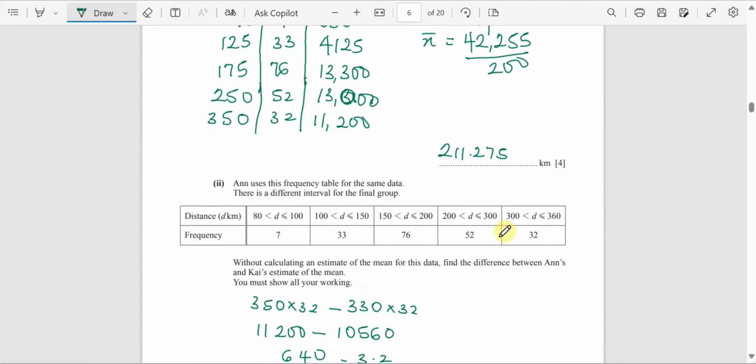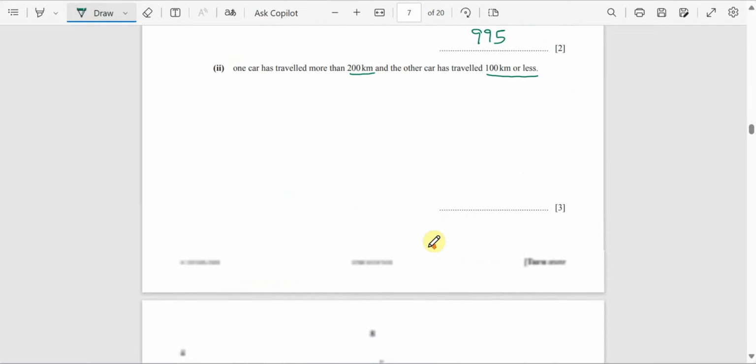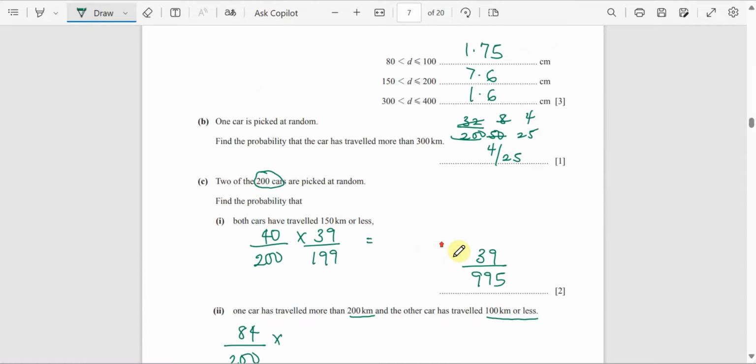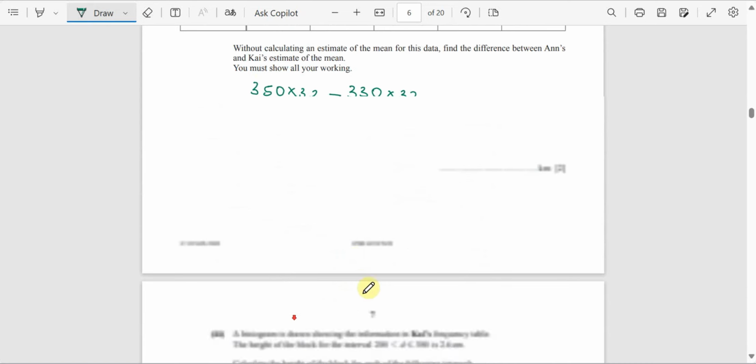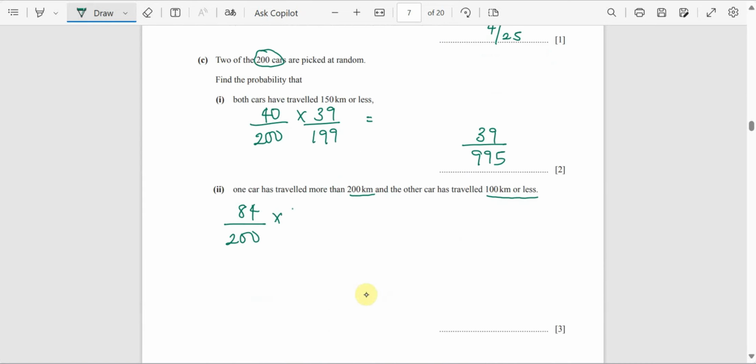we have 52 plus 32, and that's 84 over 200, multiplied by 100 kilometers or less, which is 7 over 199. Now we're not told that this was picked first and this second, neither were we told that this will be picked first and this will be picked second. So because of that, we actually have two possibilities to this.